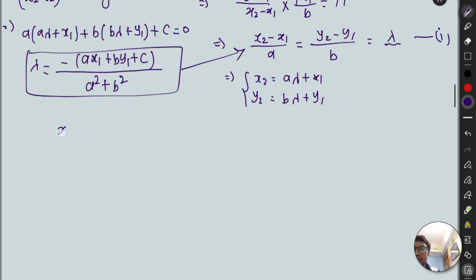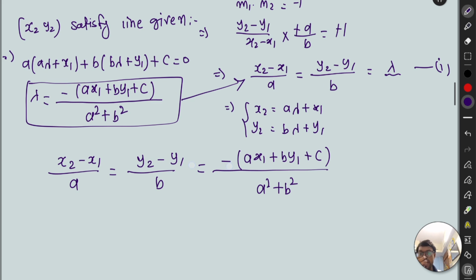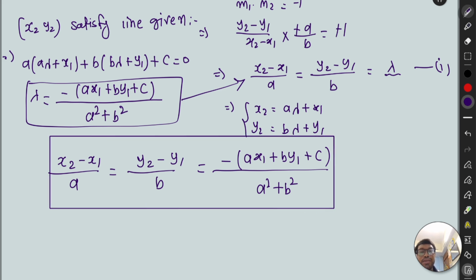So from here what we get is x2 minus x1 divided by a equals y2 minus y1 divided by b equals lambda. Lambda is nothing but minus of ax1 plus by1 plus c divided by a square plus b square. For lambda, just satisfy the point for which I have to find the image and foot of perpendicular with the line, and divide by a square plus b square. This is the formula for the foot of perpendicular.